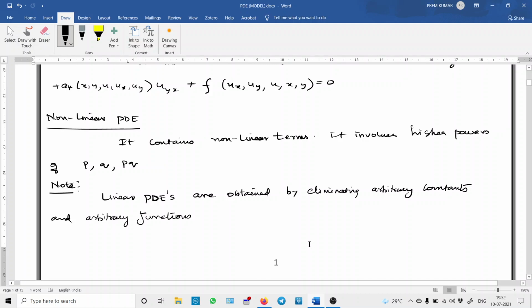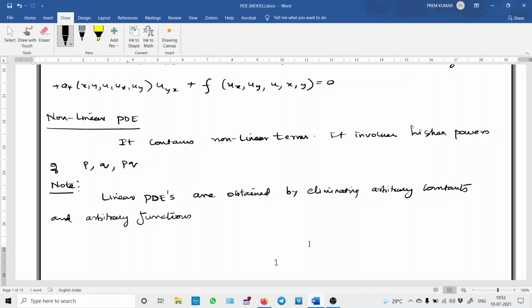Now these are the basic definitions of what is a linear PDE, semi-linear PDE, quasi-linear PDE, and what is a non-linear PDE. And now we are going to discuss what are the different kinds of solutions a PDE may get. Not always the same solution will be there for a single PDE. There are different types of solutions you will be getting.